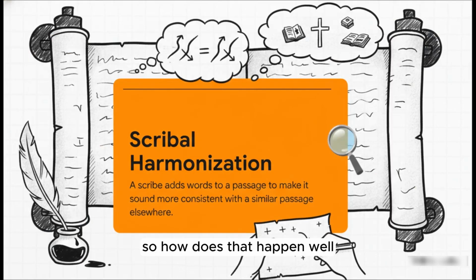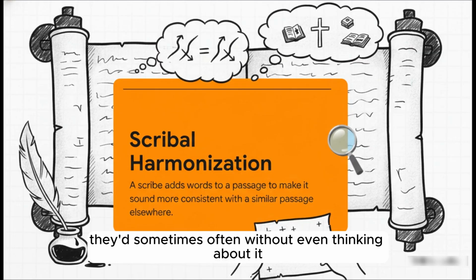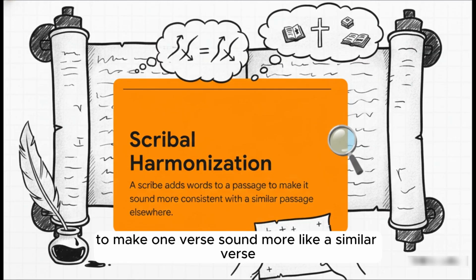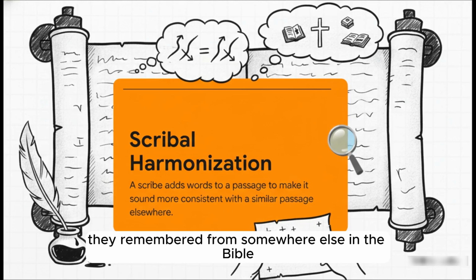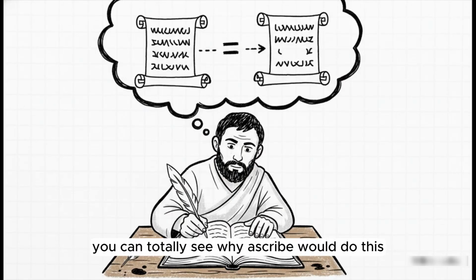So how does that happen? Well, the most likely answer is something called scribal harmonization. And it's not as sinister as it sounds. Back when scribes copied every single letter by hand, they'd sometimes, often without even thinking about it, add a word or a phrase to make one verse sound more like a similar verse they remembered from somewhere else in the Bible. And in our case, you can totally see why a scribe would do this.